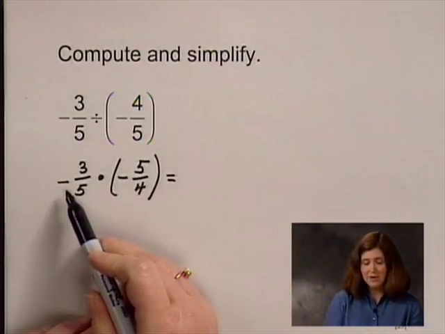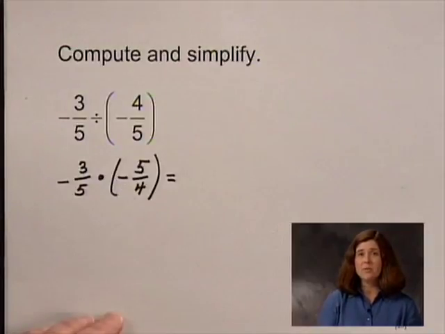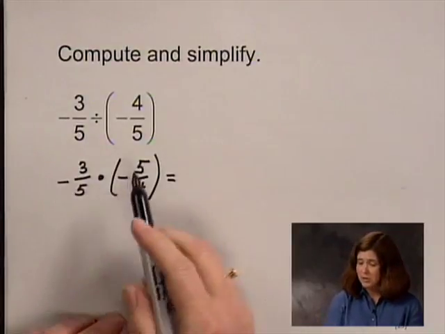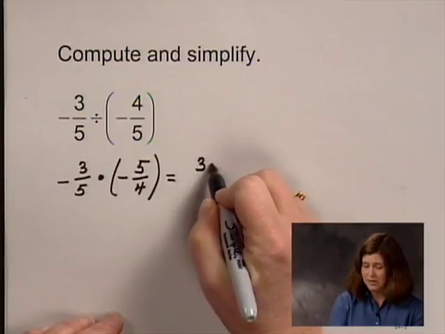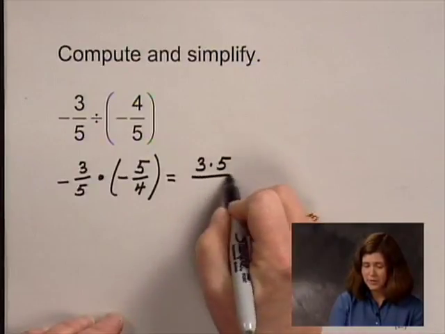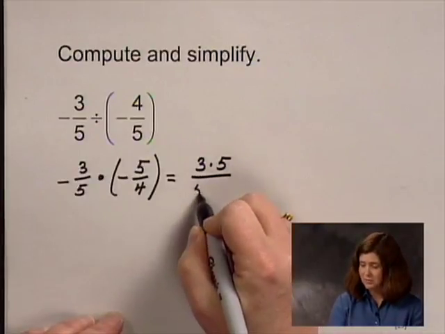Since we have a negative number times a negative number, our result will be positive. Multiplying numerators, we have 3 times 5. Multiplying denominators, we have 5 times 4.